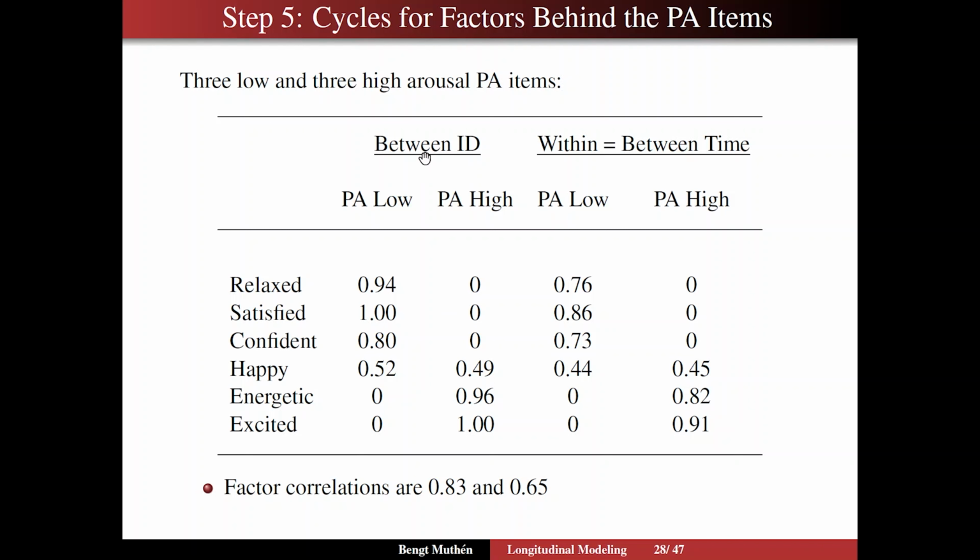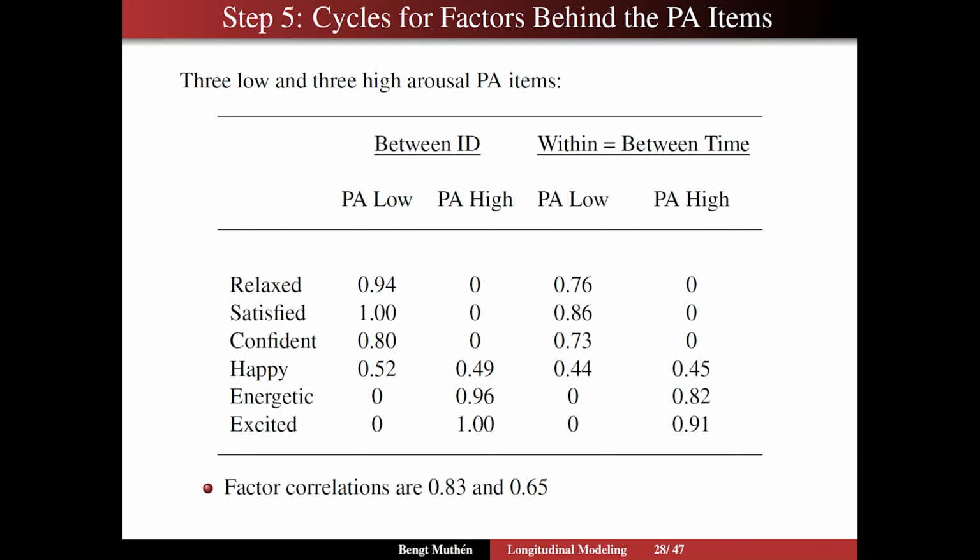This is on the person level, variation across people, and this is on the within level. You have the same structure, just a little bit lower loadings. And the 2 solutions also differ in terms of the factor correlation. Factor correlation for between person factor analysis is 0.83, and for within it's 0.65. And you see a similar situation in two-level factor analysis in general, where between level factors are more highly correlated than within level factors.